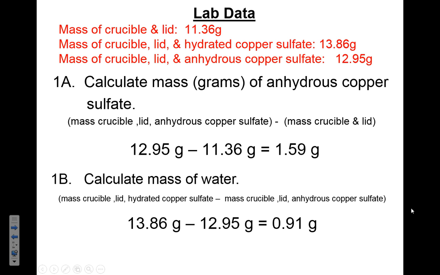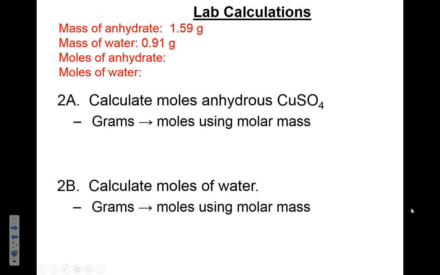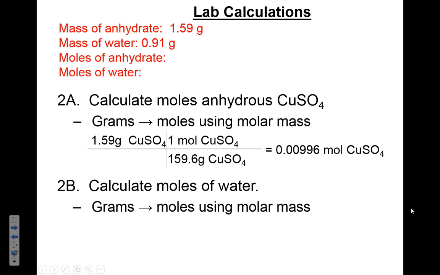Now at this point, sometimes students will make the same mistake they made in empirical formula. They will divide by the smaller mass. Well, that's not what we need to do. Formulas are not ratios of masses, they're ratios of moles. So we need to do step two: convert these masses into moles. So we had 1.59 grams of copper sulfate. If you add up the molar mass of the one copper and the one sulfur and the four oxygens, you get 159.6. So our number of moles of copper sulfate would be 0.00996 moles.